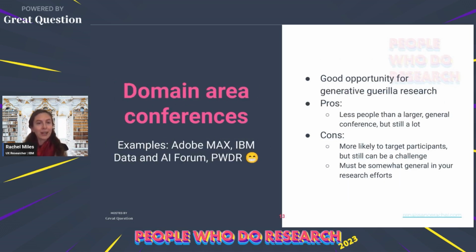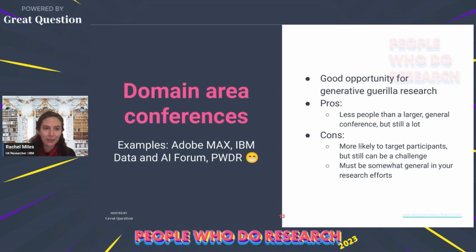And so, when I think about these categories, which I kind of made up too, I'm definitely interested to see if other people have different ways of classifying conferences. But I've thought about domain area conferences. So something like Adobe Max, which is an Adobe conference focused on Adobe users. It's an Adobe product area specific to this design-ish field, but it includes film, visual design, illustration, and UX. And so there are a lot of different types of content.